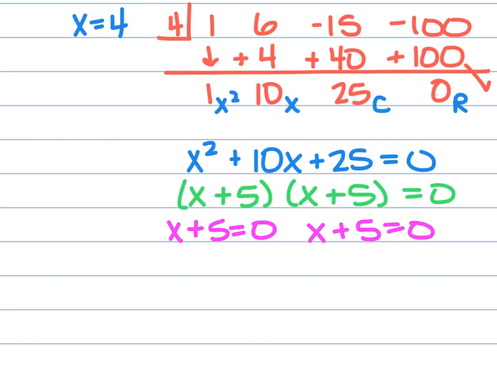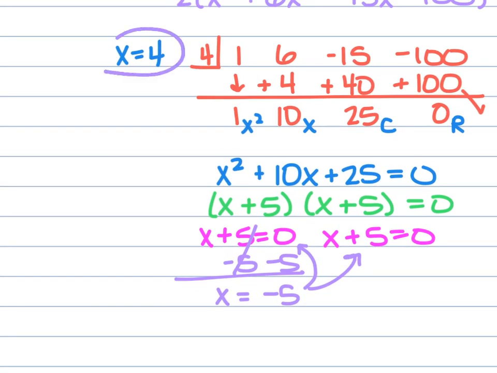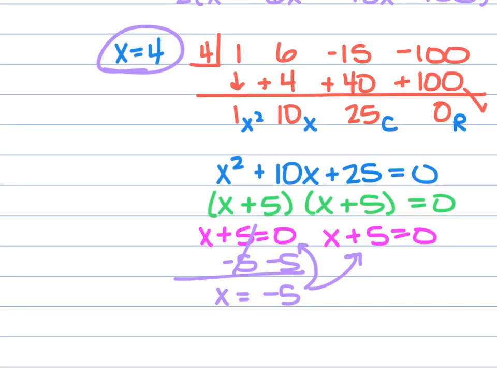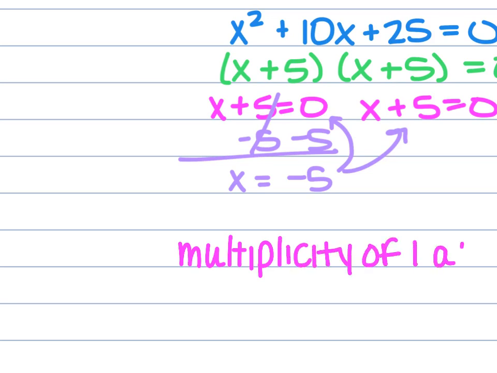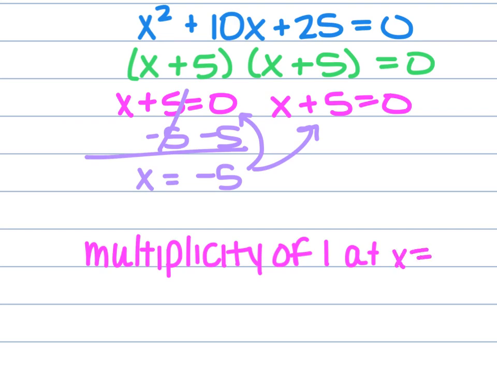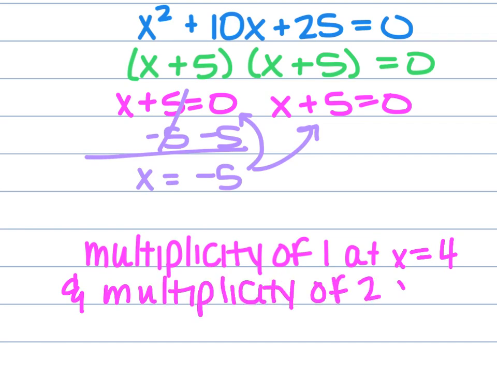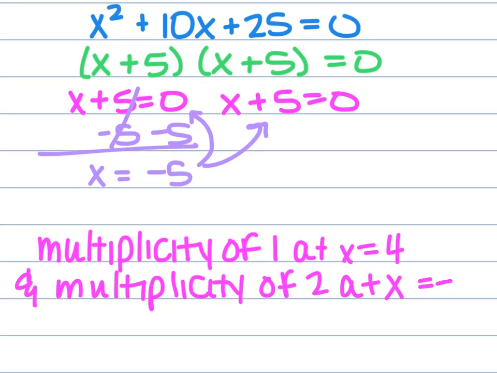We can solve one of them by subtracting 5 from both sides. And x is equal to negative 5. We have that twice, and then we also have that x is equal to 4. So we're going to write this, that x is equal to 4 has a multiplicity of 1, and a multiplicity of 2 at x is equal to negative 5.